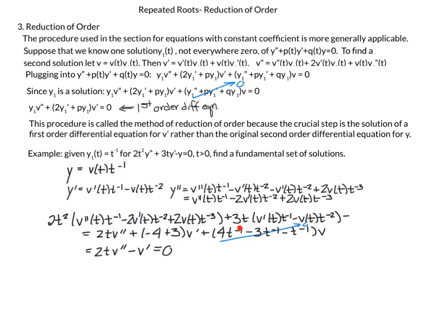Here you can see my 4t to the negative 1 is going to cancel with this minus 3 and this minus 1t to the negative 1. So what I'm left with is 2t v double prime minus v prime equals 0.